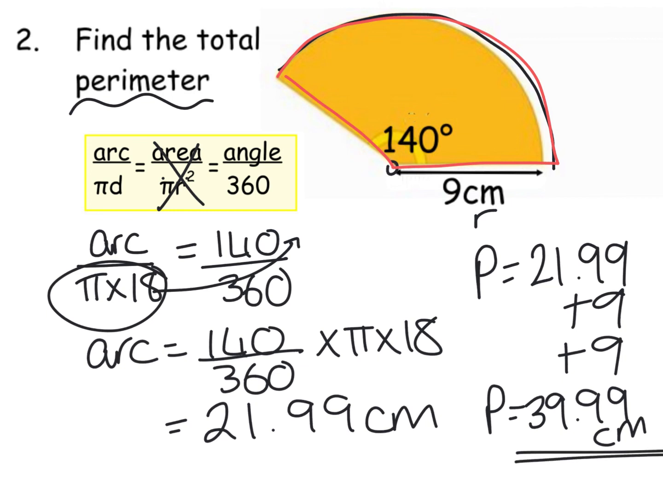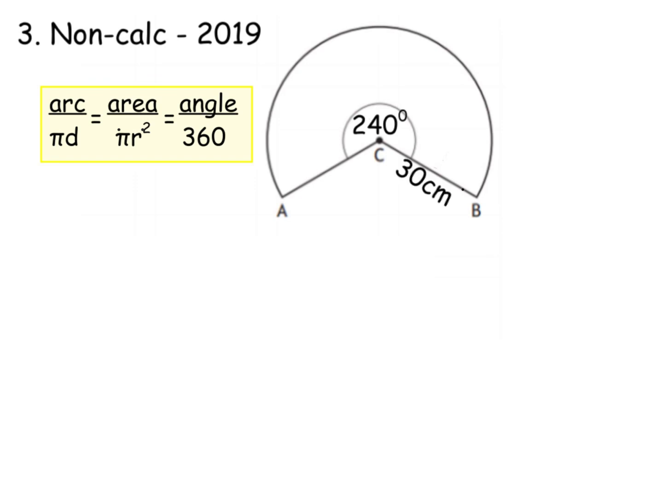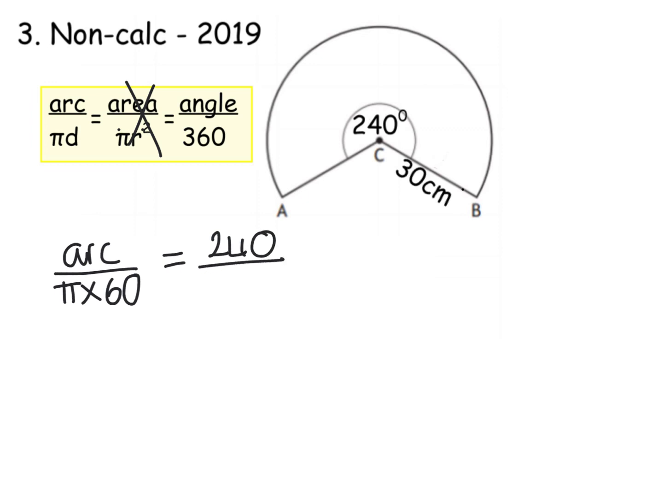Right, I've got one last example. As always, things like volume, they always put in on calculator one, so I need to prepare you for that as well. So we're going to do the exact same. The only thing in this one is we're going to turn pi to 3.14 at one point. So we're not using the area part of the formula. So again, we're doing arc over pi d. Now my radius is 30, so my diameter is 60, pi times 60, equals my angle of 240 over 360.